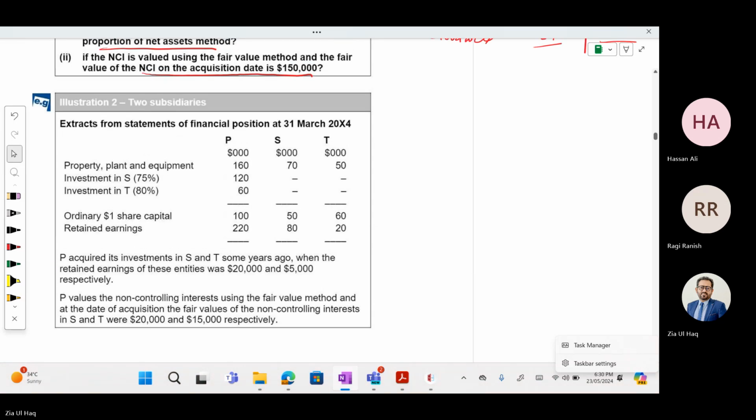So they are having three companies, P, S, and T. Who is what we don't know. Property, plant, and equipment for the three is given; that we simply add. Investment in S 75% and investment in T 80%. These we can add all three together, 160 plus 120, that will be 280. But instead of investment, we need to calculate what? Goodwill. Instead of both of these, we need to calculate goodwill. For both, we will add from working. Share capital, we record only for parent. Retained earnings, we need to calculate. And non-controlling interest, we need to calculate.